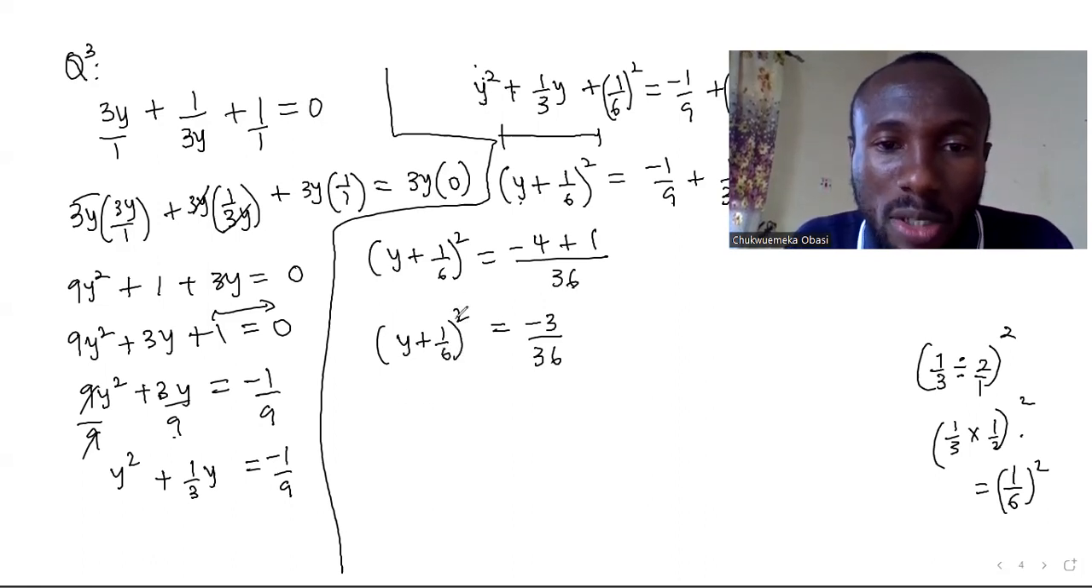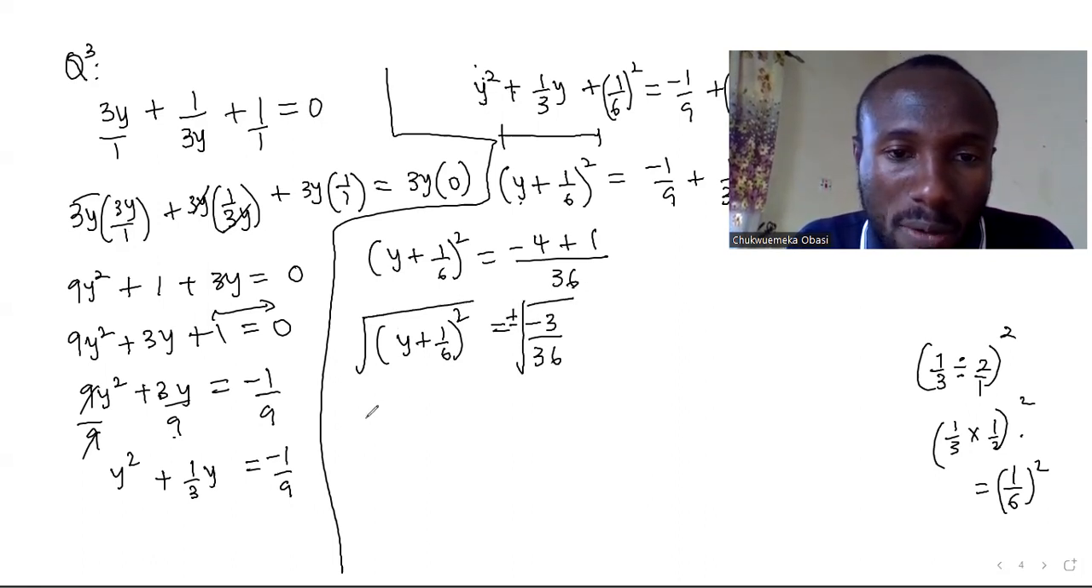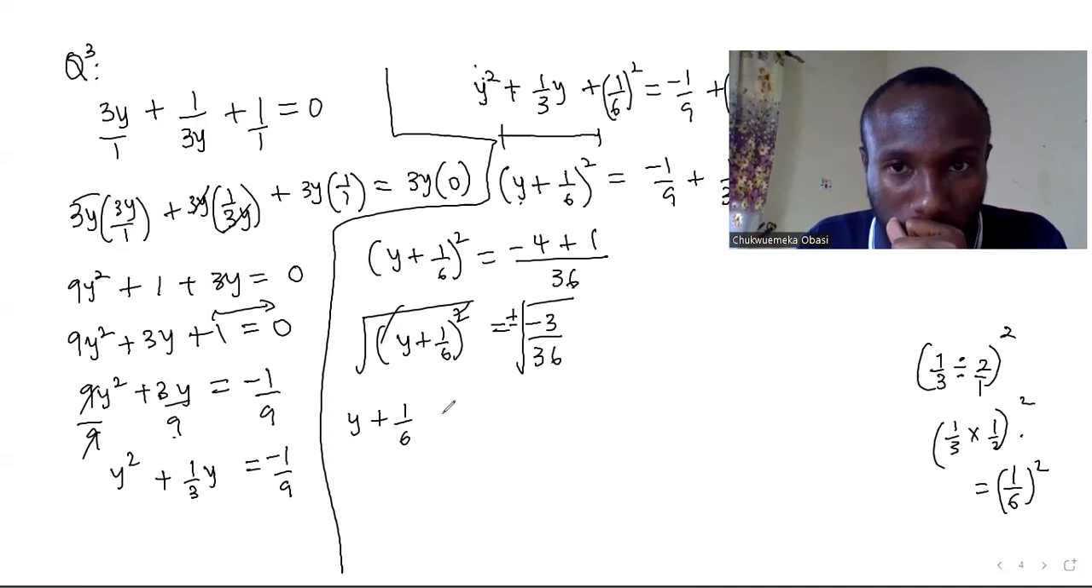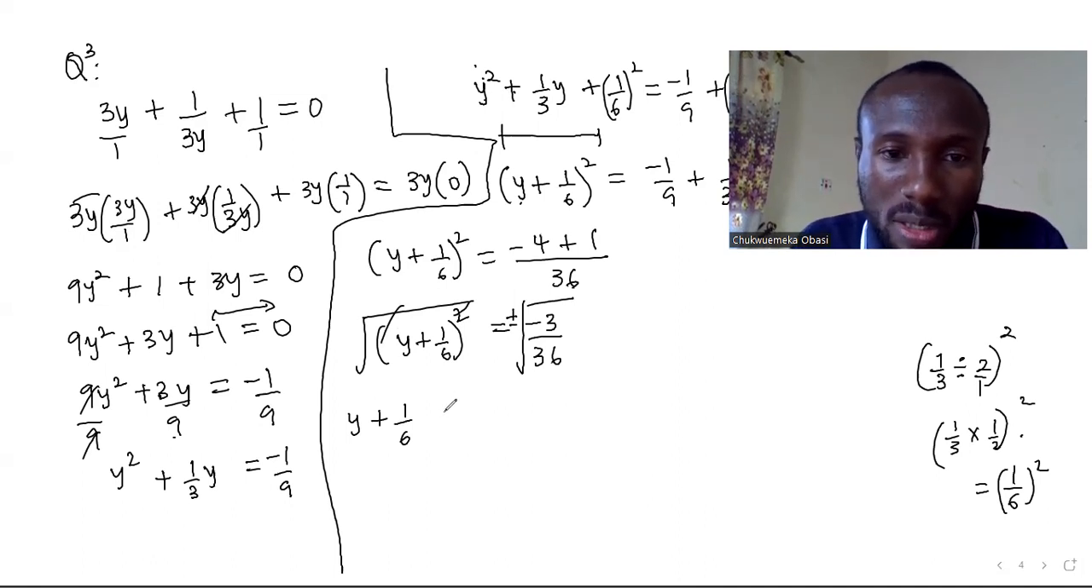And now I want to get rid of this square. So I take the square root of both sides. Then remember, plus or minus square root of these guys. So the square cancels out the root. So I have y plus 1 over 6 is equal to plus or minus square root of minus 3 over square root of 36, which is just 6.